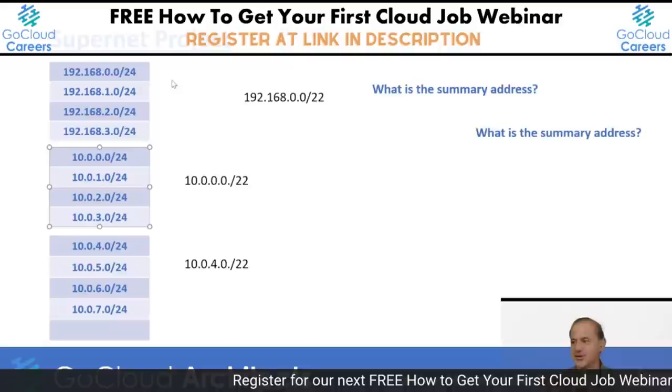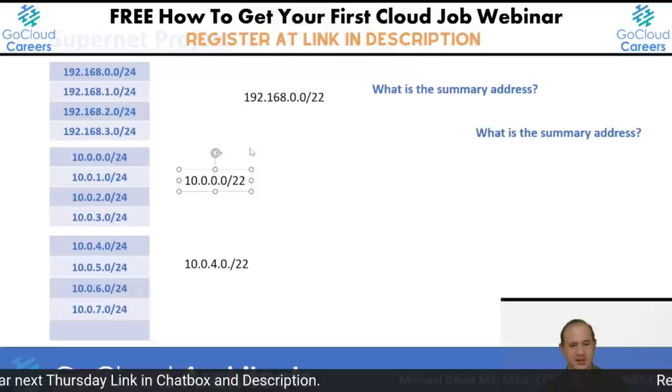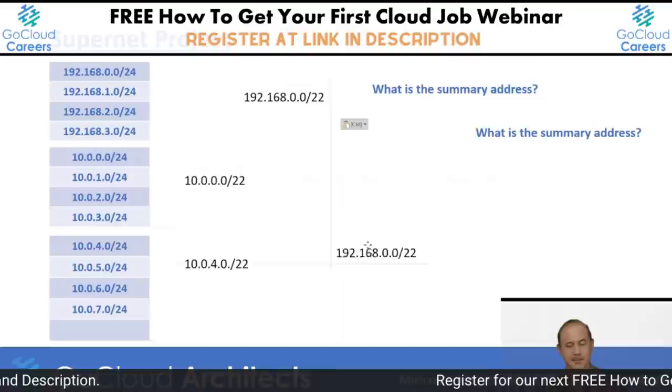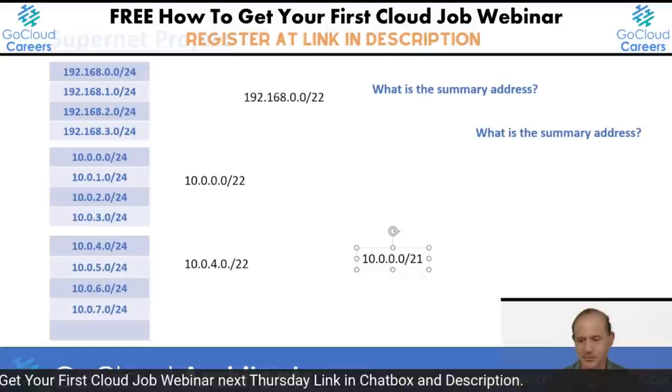Okay, so these two become a /21. I could turn this and this into the following. I could convert both of them into this, 10.0.0.0/21. What's going on is we're just doing the math up and around.